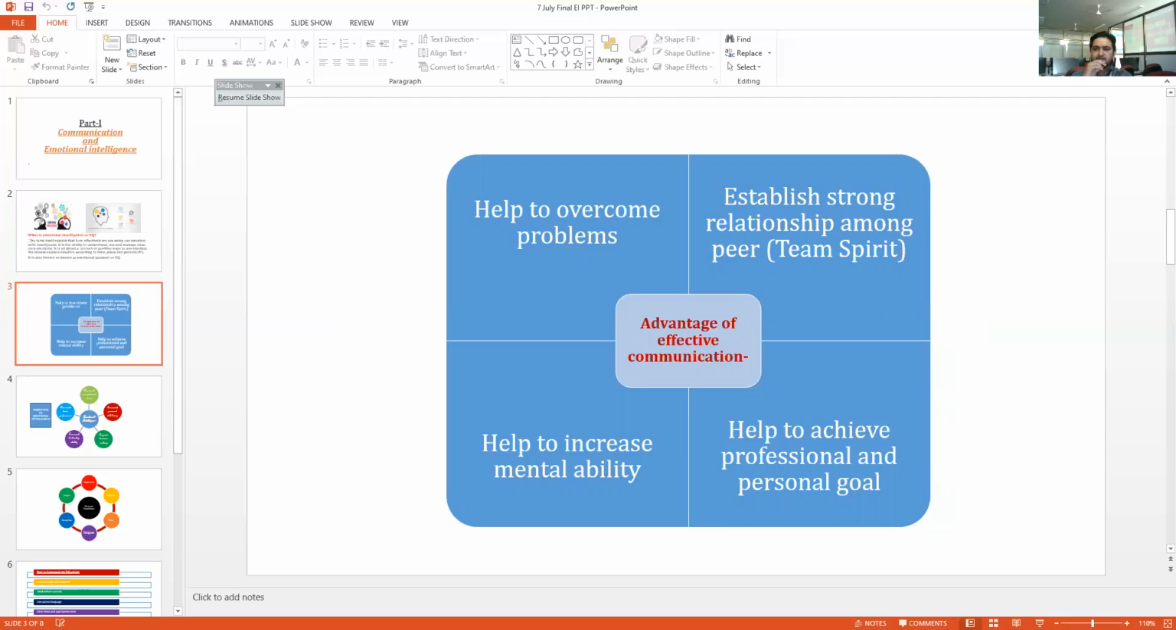Second, help to achieve professional and personal goals. Yes, definitely. If you would like to make happiness among your friends, your seniors, your teachers, you should have emotional intelligence. You must understand what type of emotions you must share. Help to increase mental ability, and help to overcome problems. If you would like to overcome any problems, again, emotional intelligence is the solution for that.